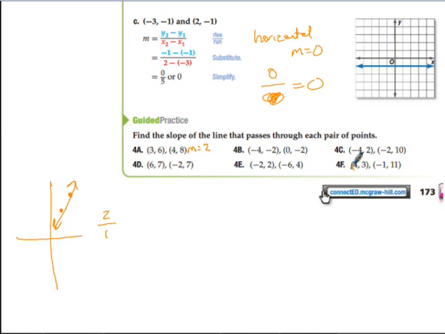All right, you've unpaused. Here are your answers. Ready? 4B, the slope is 0. 4C, the slope is 4. 4D, the slope is 0. 4E, the slope is negative 1/2. Don't tell me 0.5. 4F, the slope is negative 8/5. Improper fractions, please.